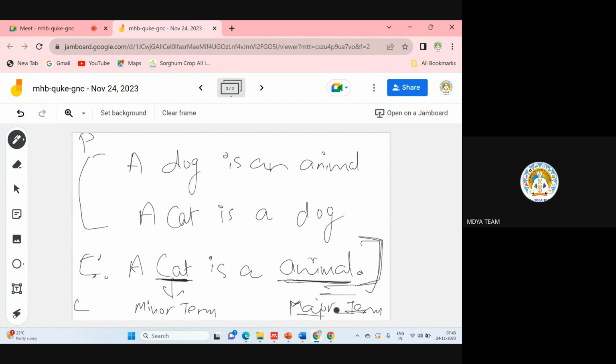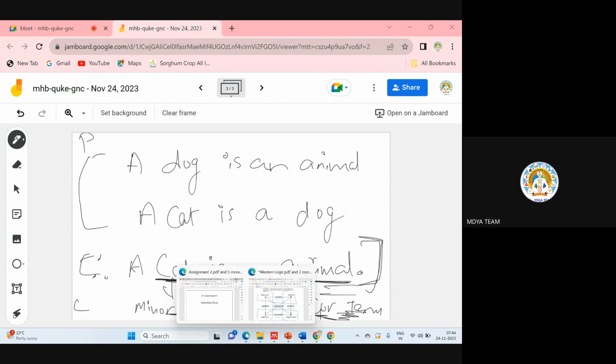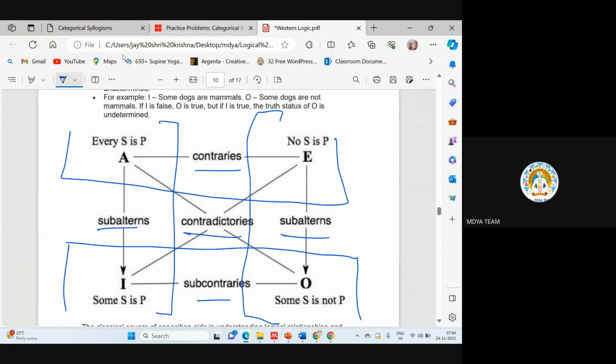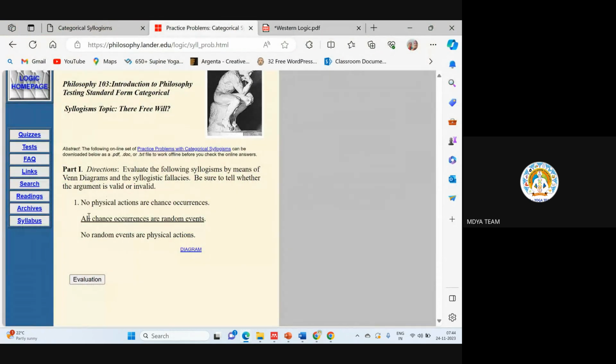Again, I am repeating, just go to the conclusion of a categorical syllogism, and in the subject of the conclusion there will be the minor term, and in the predicate there will be the major term. Now let's take some more examples. No physical action is a chance occurrence. All chance occurrences are random events. No random events are physical action.